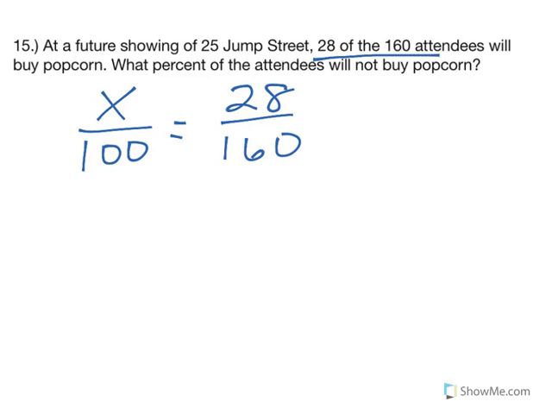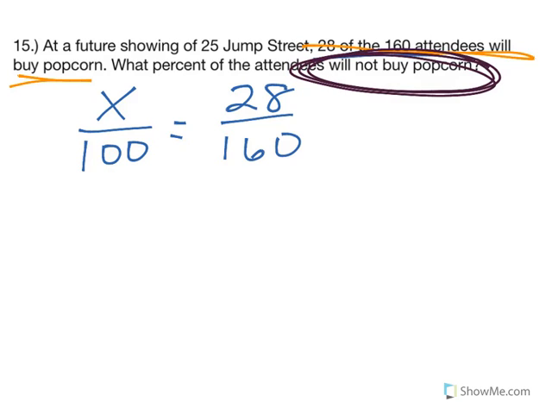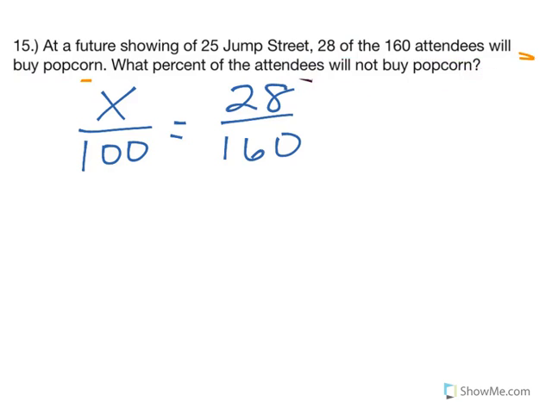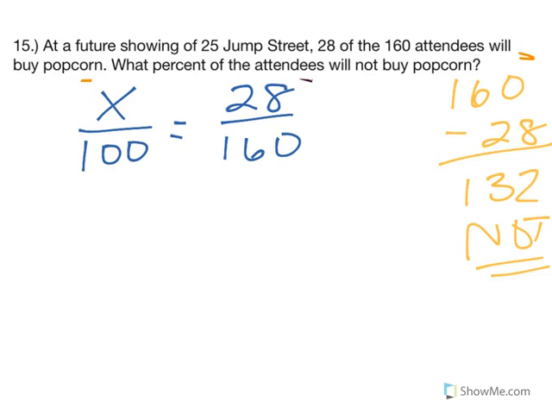Well, of course, Becky, here's your mistake. This is how many people will buy popcorn. What does the question ask? The question says, how many will not buy popcorn? So I'm going to go ahead and back this train up and say, okay, we had 160 people. 28 of them bought popcorn. That means 132 did not buy popcorn. So when I go back to my proportion, I want to know how many did not buy popcorn, or the percent that did not buy popcorn.